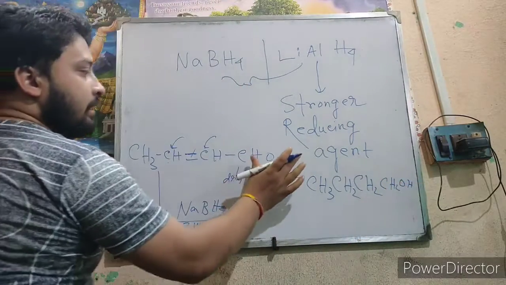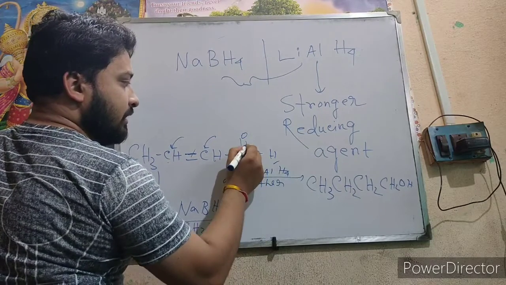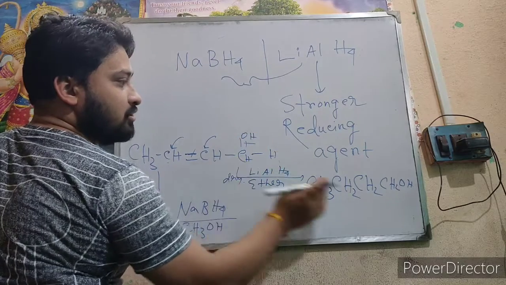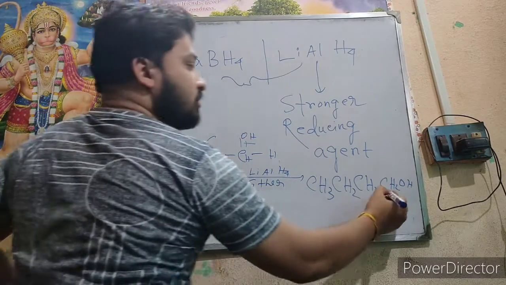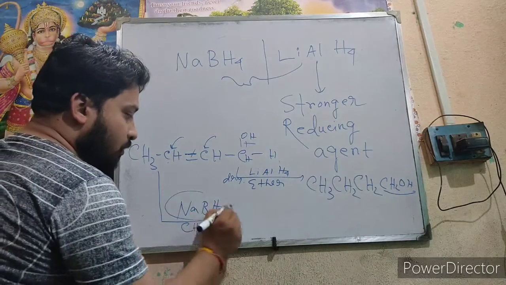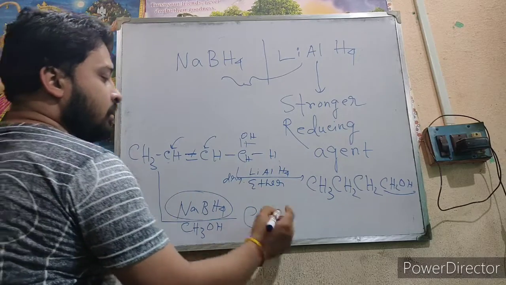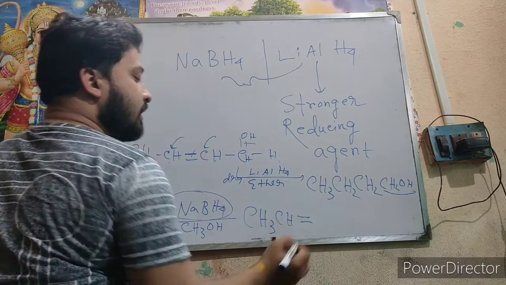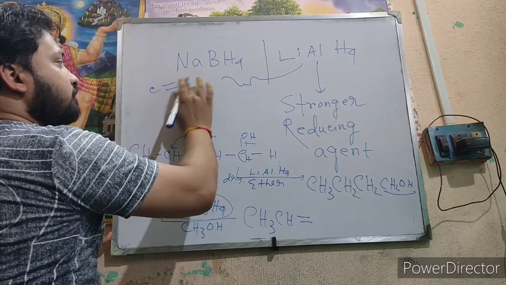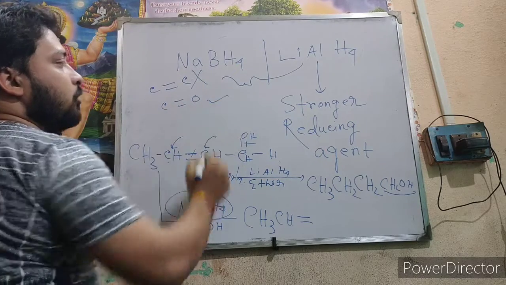CH2OH. How? If we write it this way, C double bond O, then you break this double bond and add H and H, so this is CH2OH. But using sodium borohydride, you get only CH3. You cannot break this carbon-carbon double bond. It can only break the C double bond O.